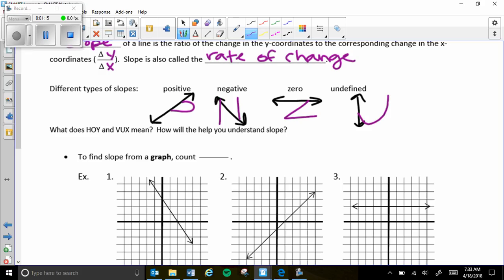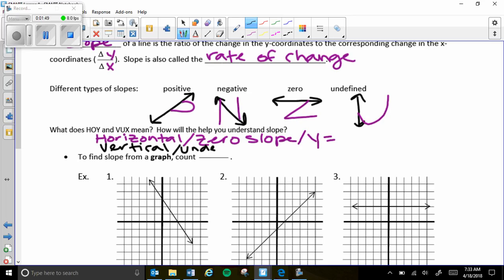All right, what does Hoy and Bucks mean, and how will they help you understand slope? So if you think back to part 1 last semester, hopefully Hoy and Bucks sound familiar. Hoy is horizontal. That O looks like a 0, so it stands for 0 slope. And then the Y is Y equals. Bucks, vertical line, undefined slope, and X equals. Hoy and Bucks.